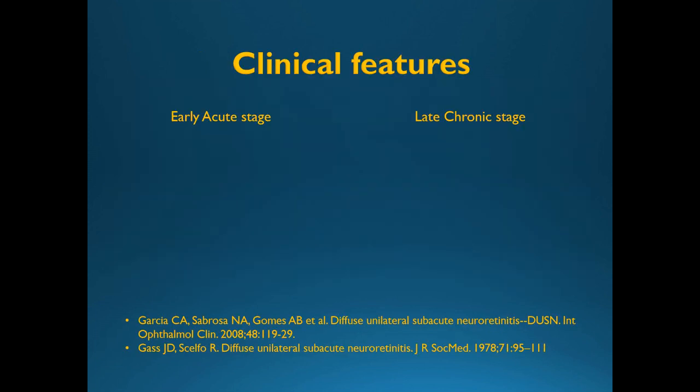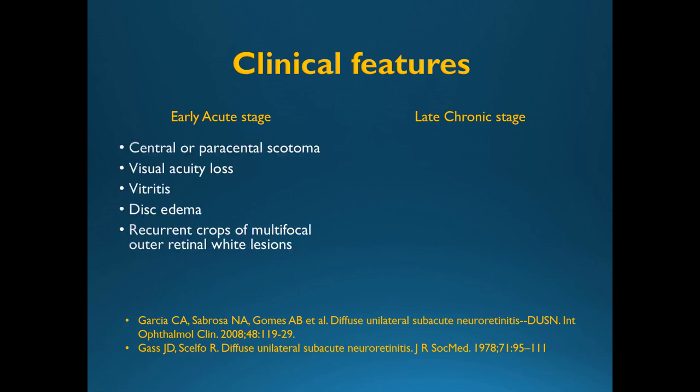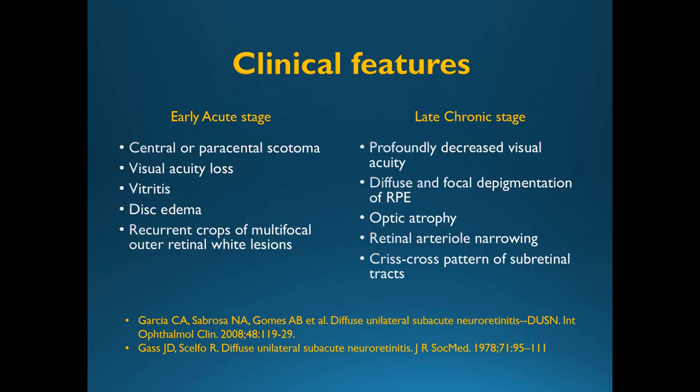Clinical features can be classified into acute stages and the late chronic stages. The early acute stages involve central or paracentral scotoma, visual acuity loss, vitritis, presence of disc edema, and recurrent crops of multifocal outer retinal white lesions. Late stages show features of profoundly decreased visual acuity, diffuse and focal depigmentation of the RPE, optic atrophy, retinal arteriolar narrowing, and a crisscross pattern of the subretinal tracts.